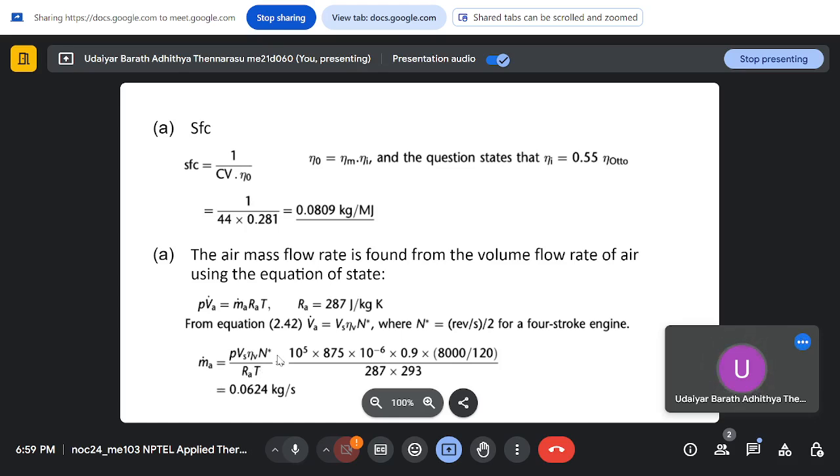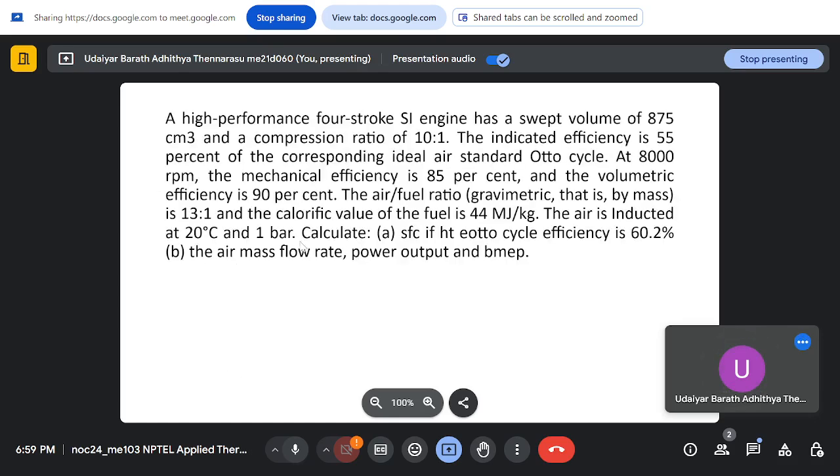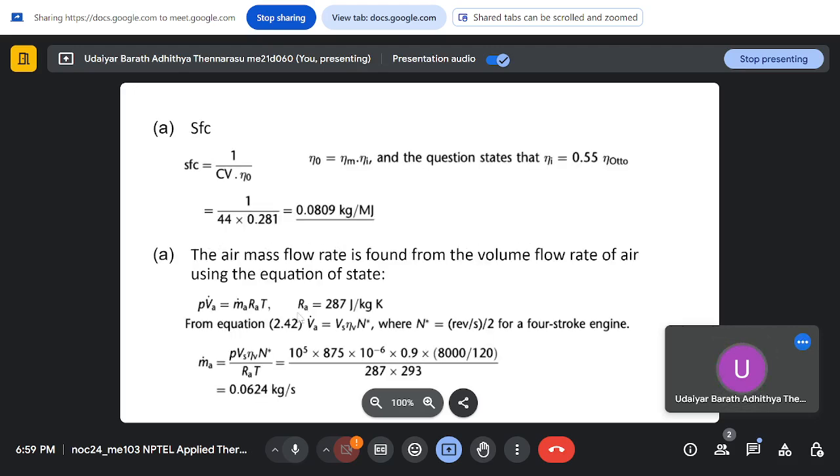RA into T. So your inlet pressure is 1 bar and temperature is 20 degrees Celsius. So 1 bar is 10 power 5 Pascal, into a swept volume of 875 centimeter cube, into 10 power minus 6 to convert it into meter cube, and your volumetric efficiency is given as 0.9, 90%.